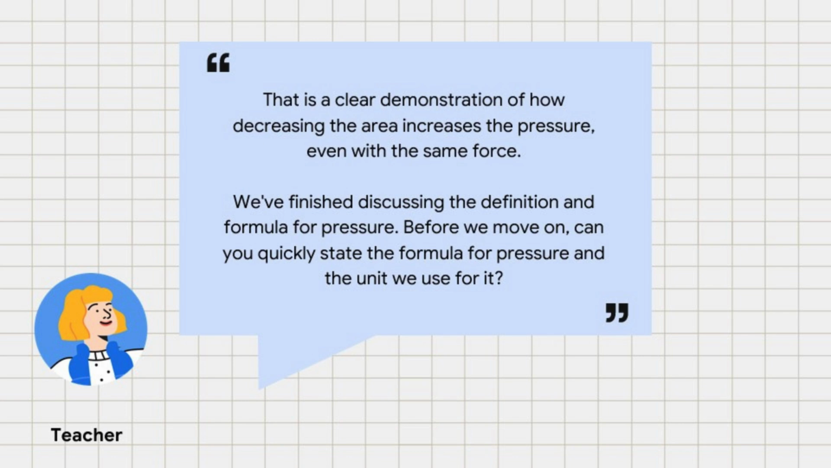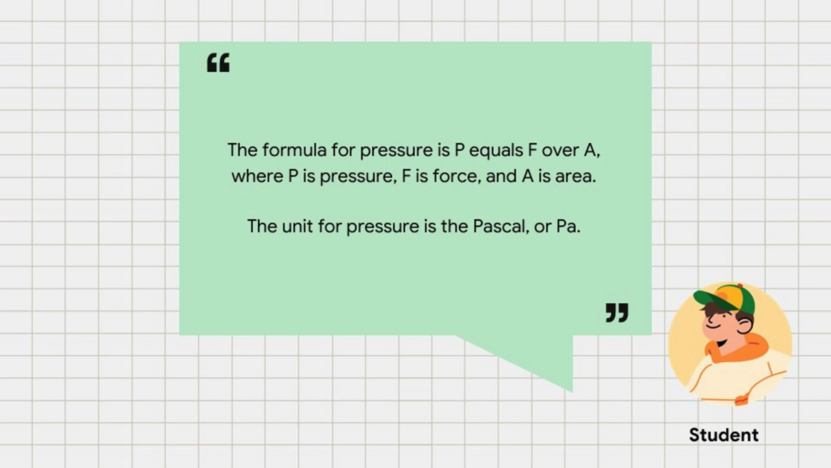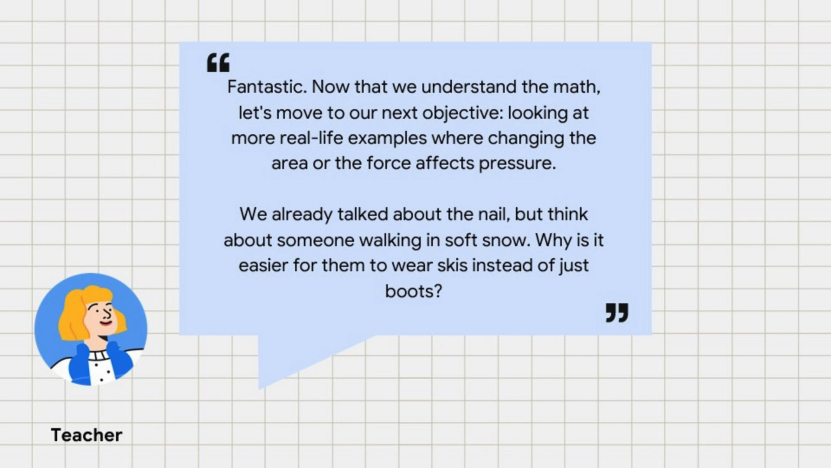Before we move on, can you quickly state the formula for pressure and the unit we use for it? The formula for pressure is P equals F over A, where P is pressure, F is force, and A is area. The unit for pressure is the Pascal, or Pa. Fantastic. Now that we understand the math, let's move to our next objective, looking at more real-life examples where changing the area or the force affects pressure.